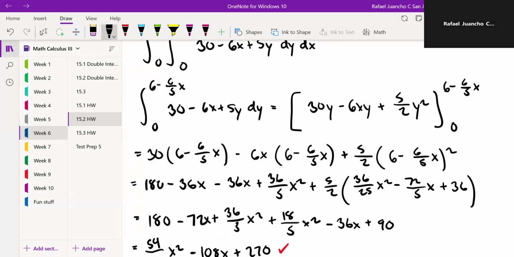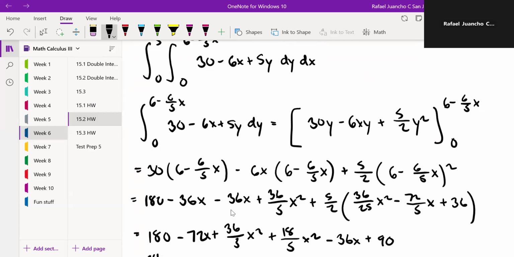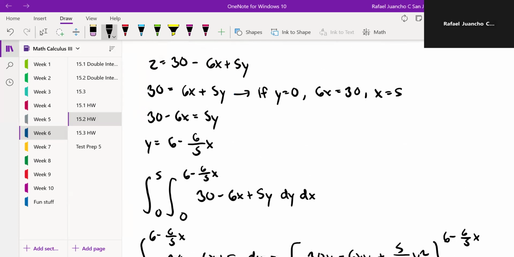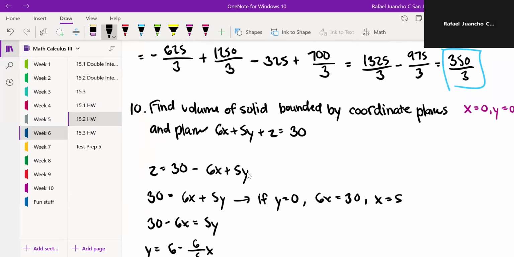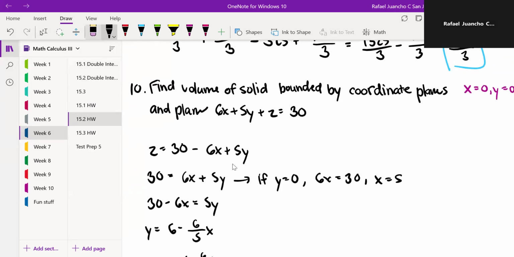From up here, maybe? Oh, wait a minute. I did a Y here. Oh, whoops. I did plus. It's supposed to be minus. Why is that? 30 minus 6x minus 5y.